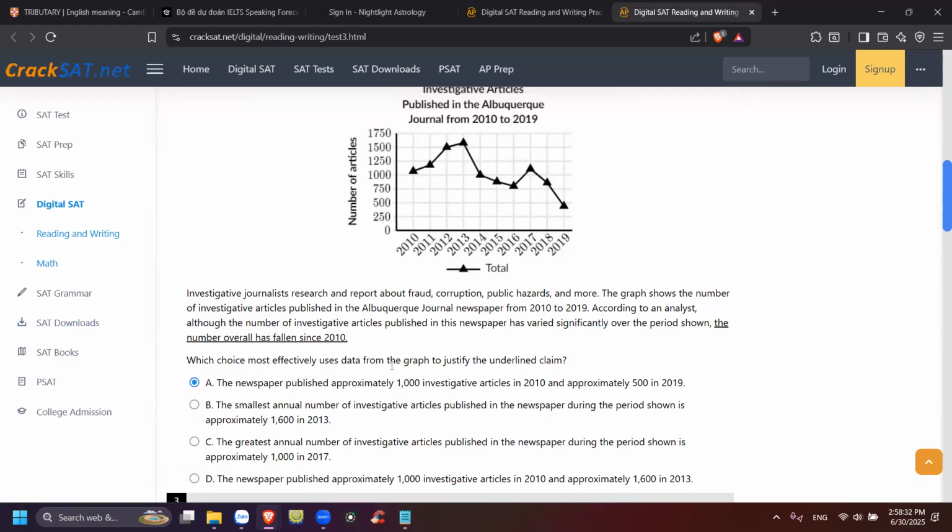Most effectively use data from the graph to justify the underlying claim. So the claim is that the number overall has fallen since 2010. Okay, overall, right? The newspaper published approximately 1,000 investigative articles. Overall claim, so you take the beginning and the end, isn't it? Right. But to be honest with you, probably you should take the line of best fit.